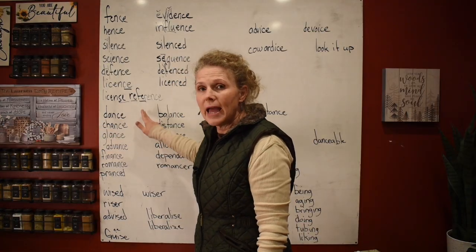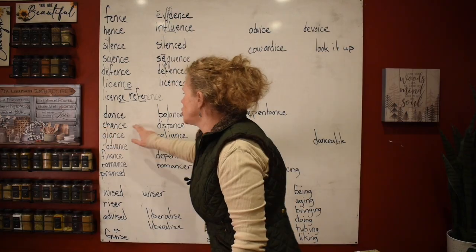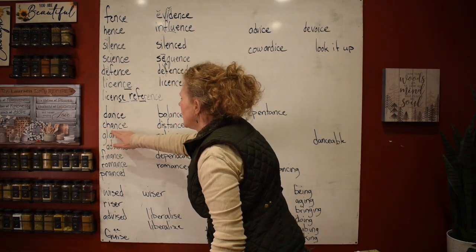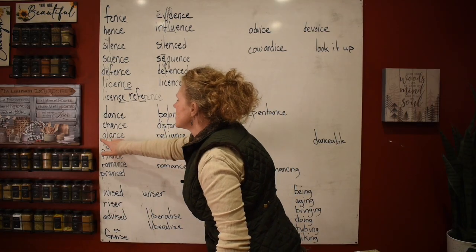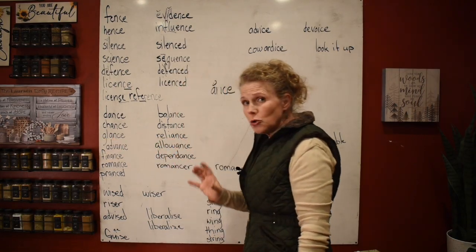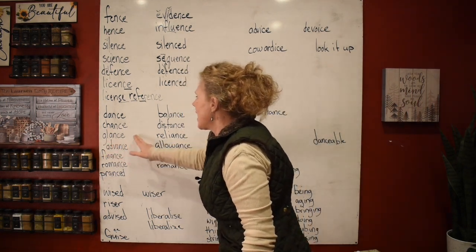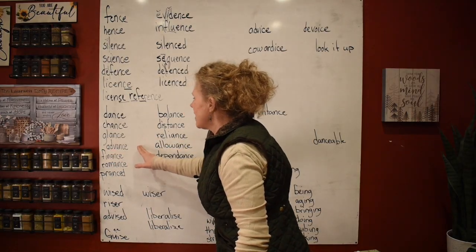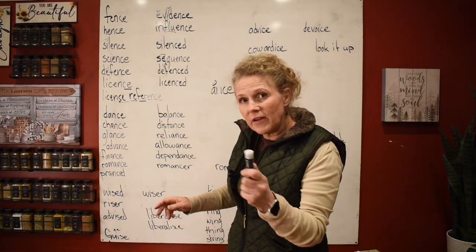Ance, dance. Ance, chance. Glance. Now this is a two-letter blend. It blends super nicely together. Glance. Advance. Now, right here, this says advance.